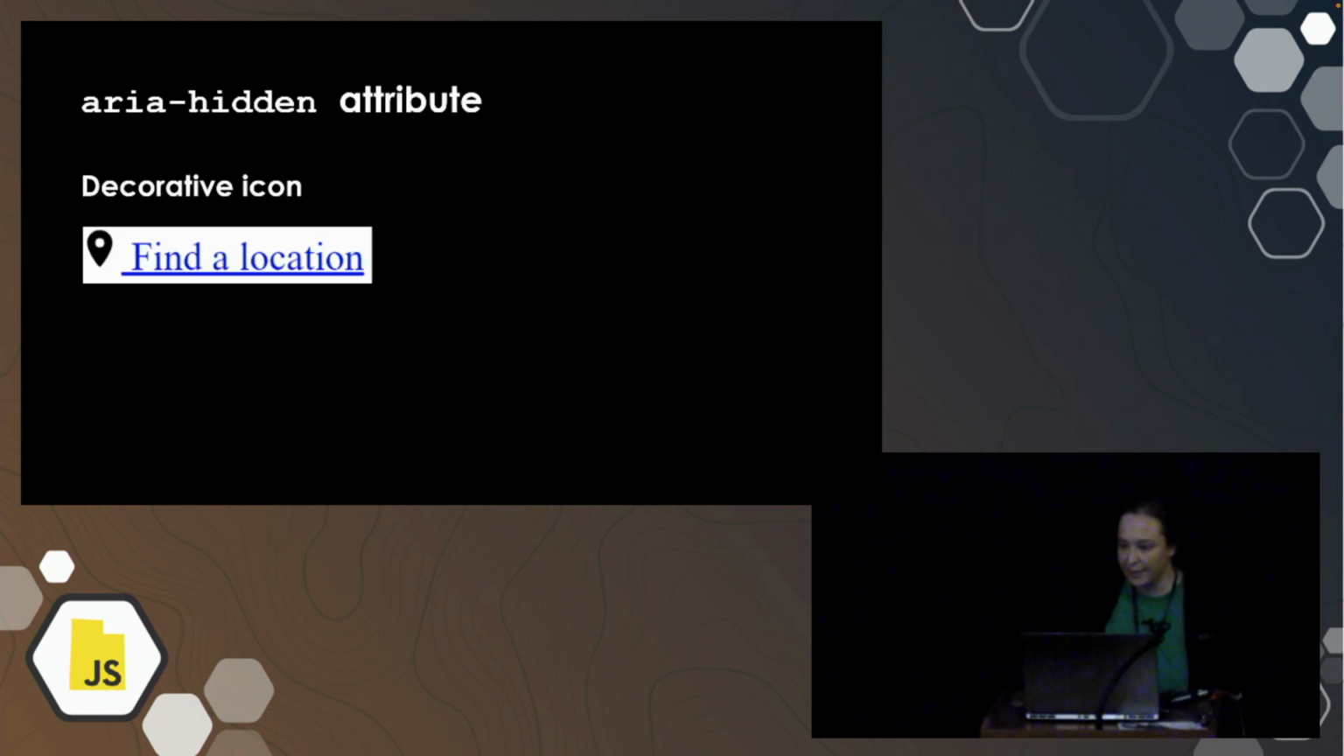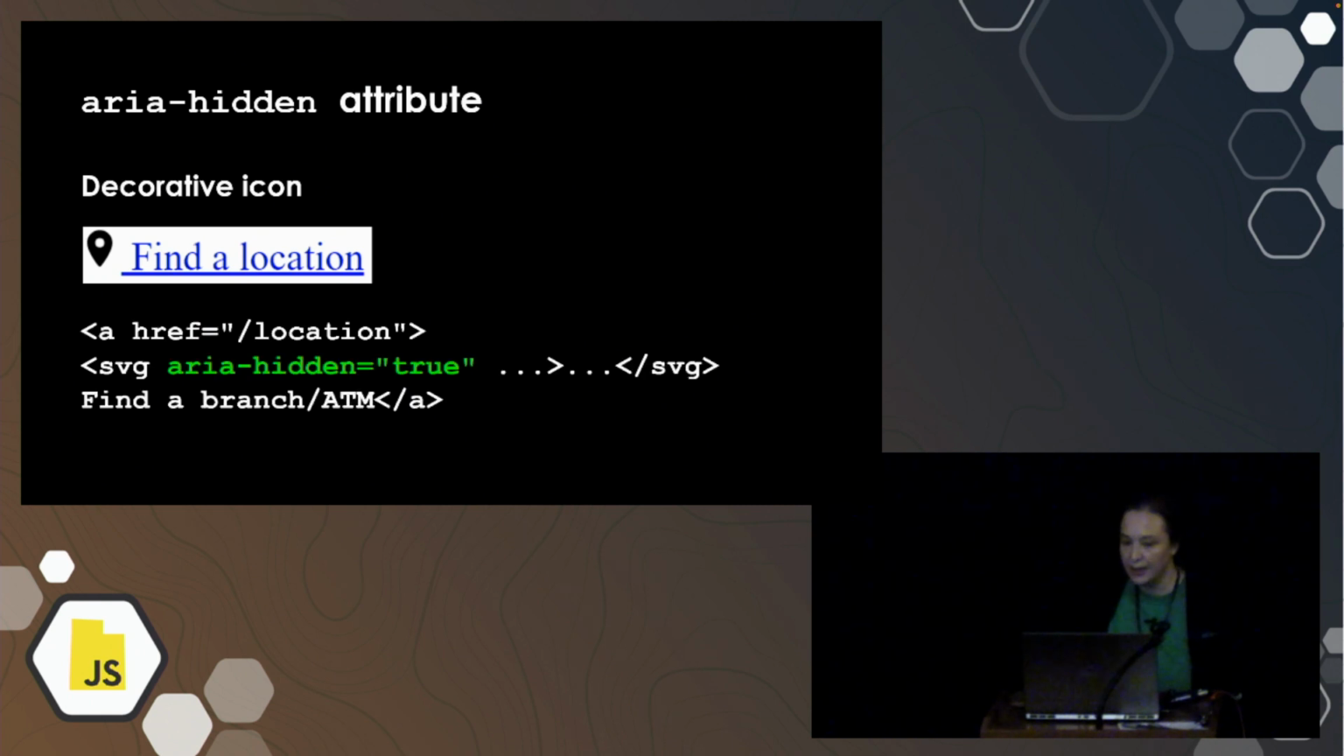Conversely, if you have a decorative icon, for example, this location pin next to find a location, you can set that to ARIA hidden equals true if it is completely decorative. We can just tell the screen reader to ignore it. Otherwise, it might try to read some aspect of the SVG depending on the screen reader and browser combination that you're using. So ARIA hidden equals true will just completely take it out of the assistive technologies view, and you should be really careful with this one.